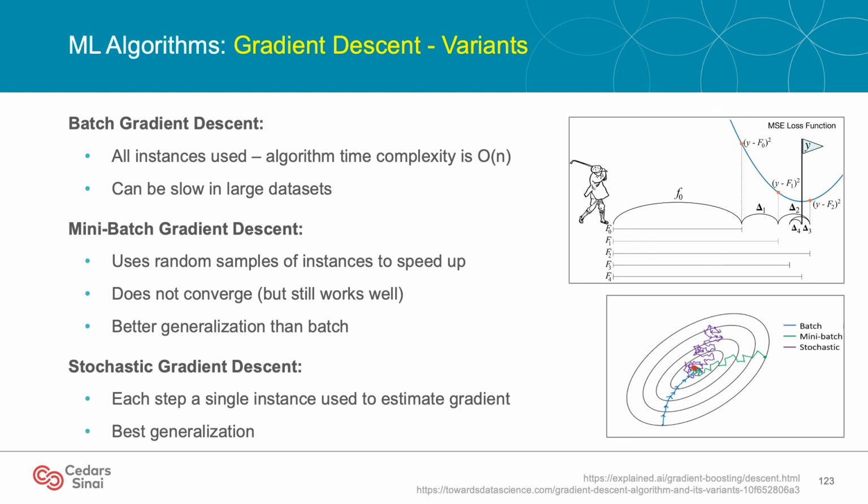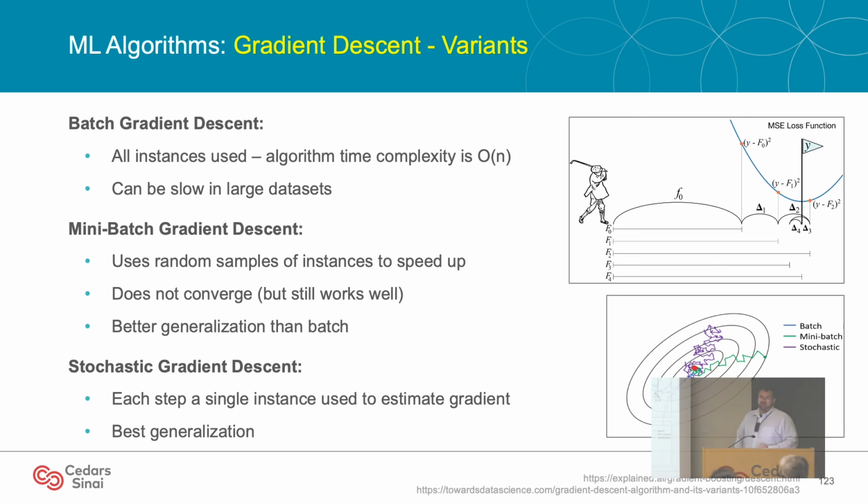And then the most extreme is stochastic gradient descent. It's only using one instance each time to take a step towards the optimum. So its path is super chaotic, but it has some really important advantages, like it allows for the best generalization. It helps overfitting the best.